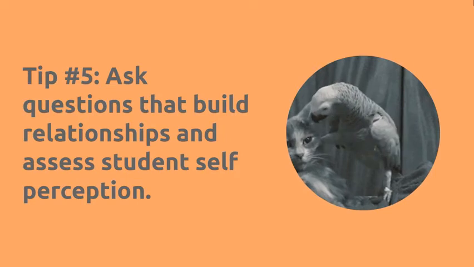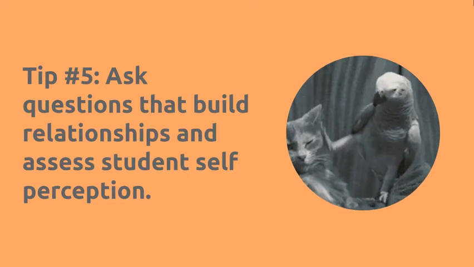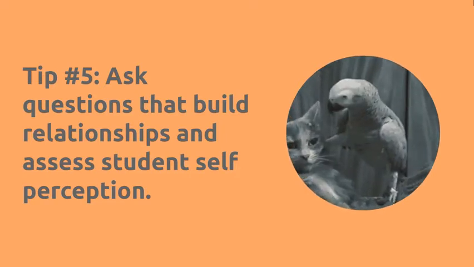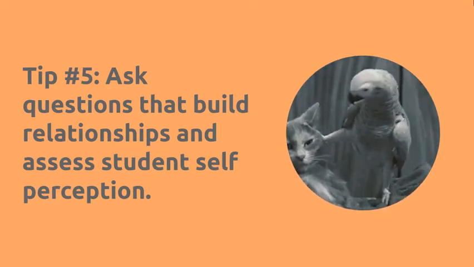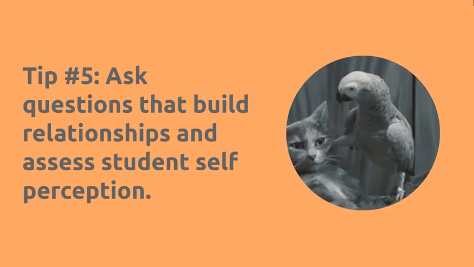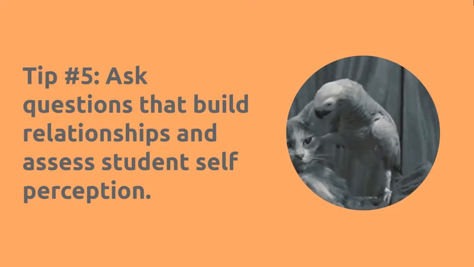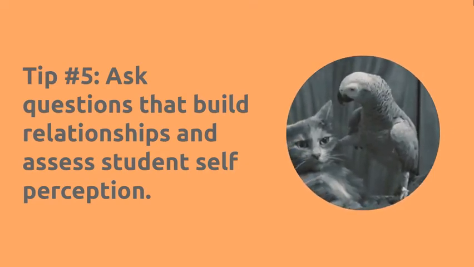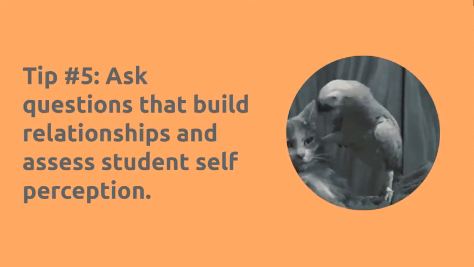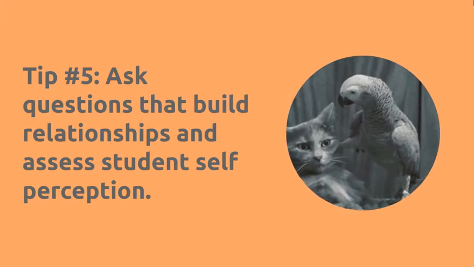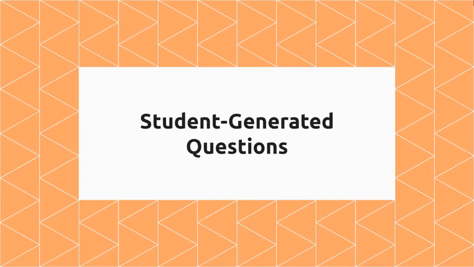Tip number 5, ask questions that build relationships and assess student self-perception. When we want to check in on our students to make connections, we can ask questions that have yes or no or selected response options. In synchronous sessions, we can use polls in the chat feature or invite students to use emojis, self-made signs, or give hand signals. In asynchronous lesson design, we can ask questions using polls to collect evidence and build social presence.